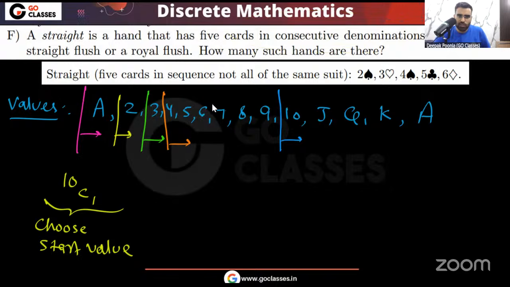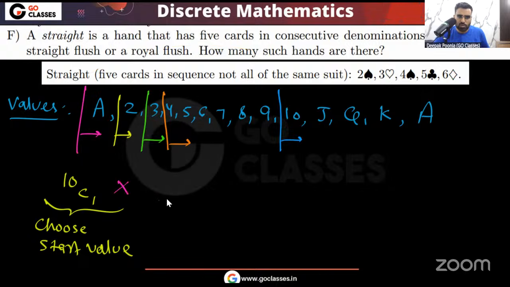5 consecutive values you need. Once you have this start value, for example 6, then 5 consecutive values you will take. So you just have to choose the start value. The start value can be ace, or 2, or 3, or 4, and so on. It can be 10. So out of these 10 possible start values, we are choosing one start value. Okay, so that is 10c1.